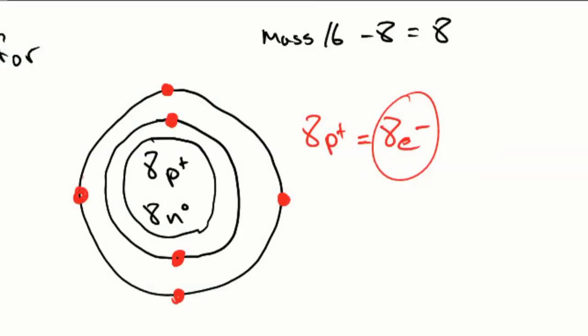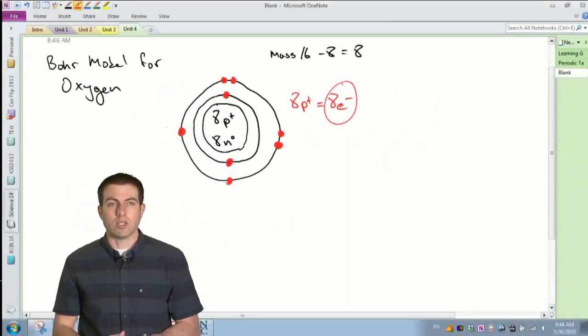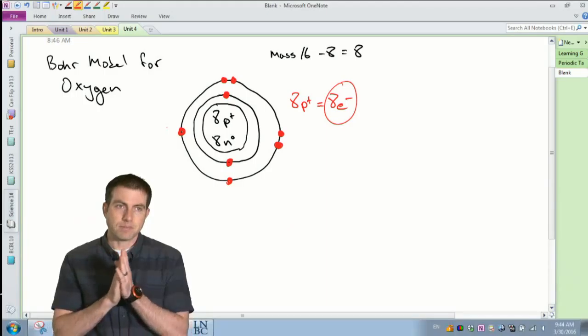And then I know I have 8. So I'll start back again. There's 7, and then 8. So I have 1, 2 on the inside, 3, 4, 5, 6, 7, 8. I have 8 protons, 8 positive charges in the middle. I have 8 electrons or little dots around the outside. So this is the Bohr model for oxygen. This is what it looks like.